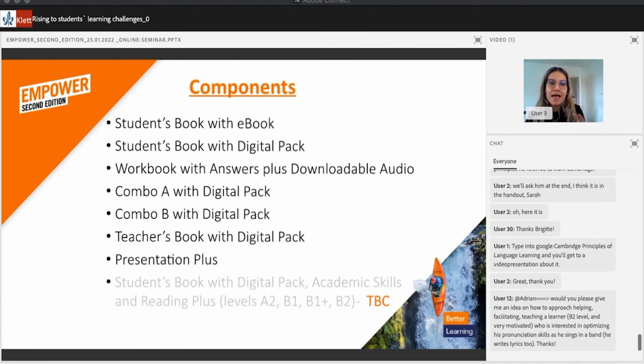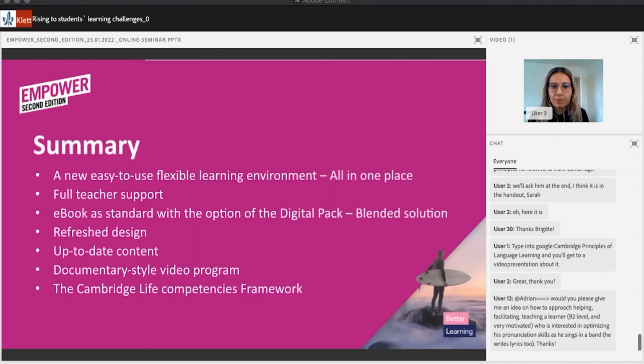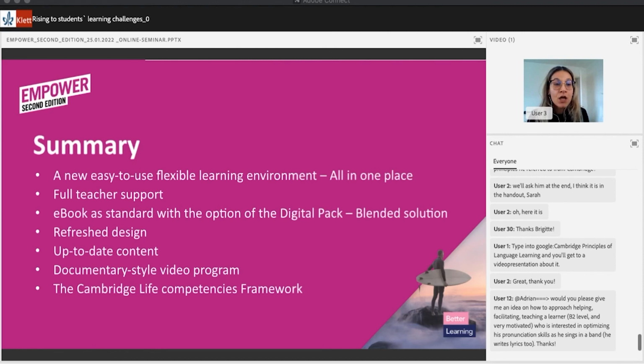The teacher's book and Presentation Plus, and the last one needs to be confirmed. So it's there from us, but we need to check. For CLET it is still a maybe, so you need to check with Brigitte later on this. And these are the publication dates. However, for the print side, you need to consider a month extra. But most of the levels have already been published.